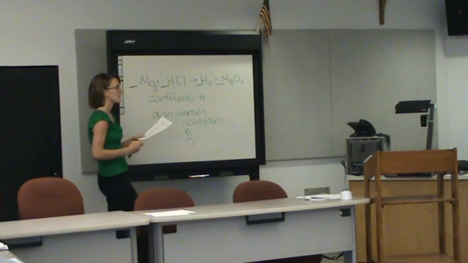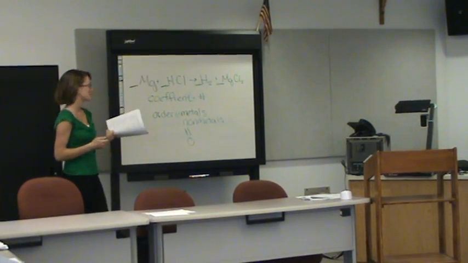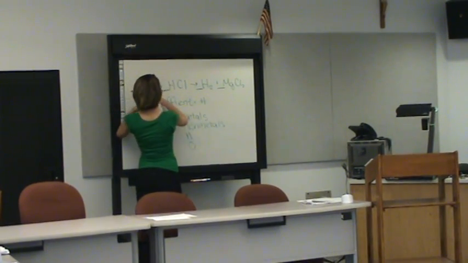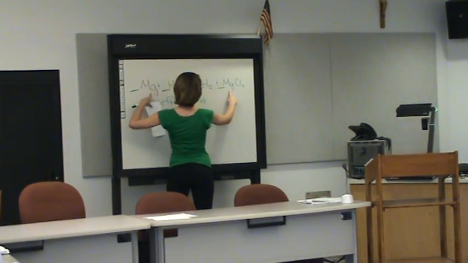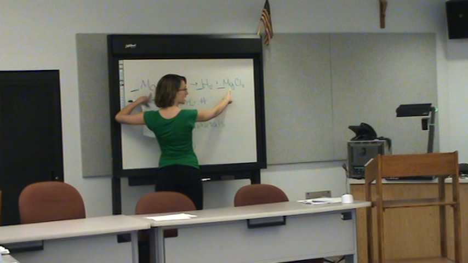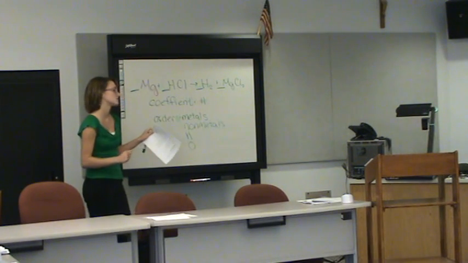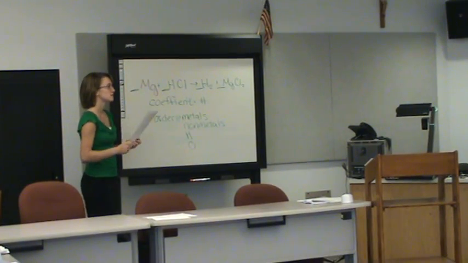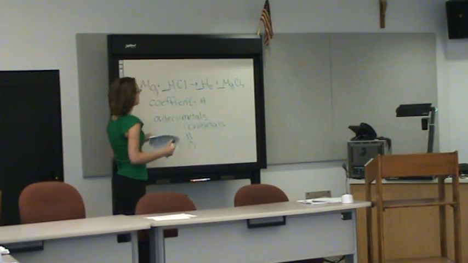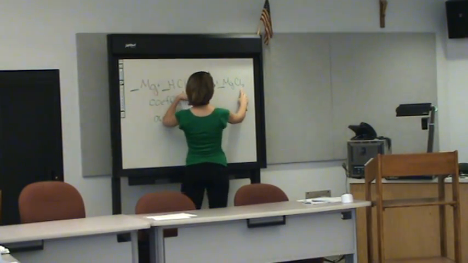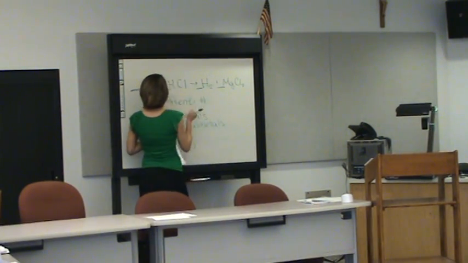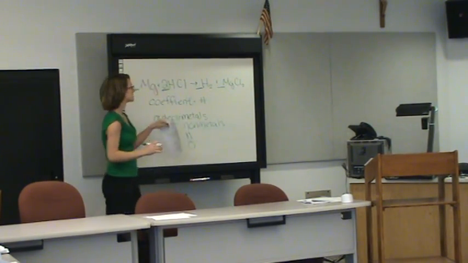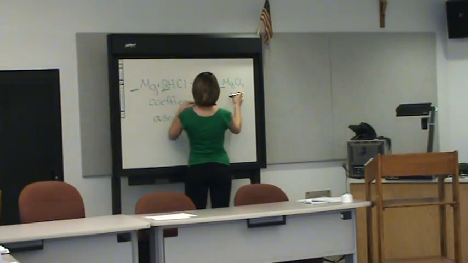Yes, ma'am? Yes, magnesium is a metal, very good. So we'll look at it first. We have 1 magnesium over here, and 1 on this side of our equation. So that's our metals. Next, our nonmetals. What are nonmetals here, besides hydrogen and oxygen? Chlorine? Yes, very good. Okay, so you have 1 chlorine on this side, and 2 chlorines on this side. So we put a 2 in front of this molecule, so that you have 2 on each side.